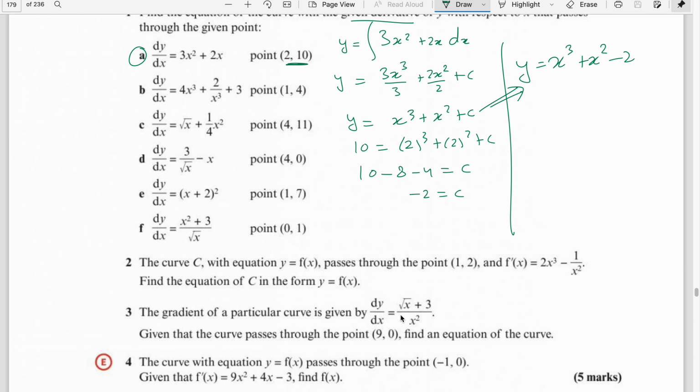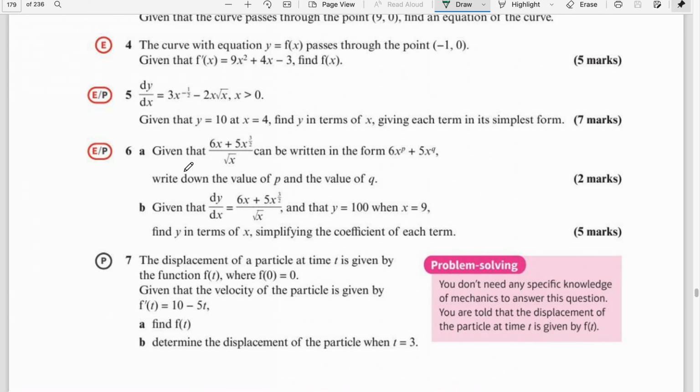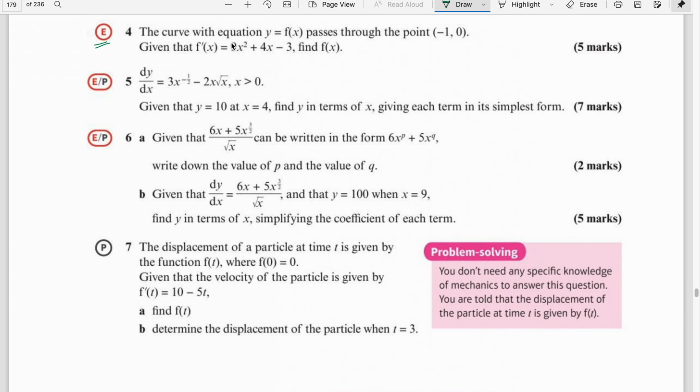So all are similar, just practice exercise. Look at question number 4. The equation of the curve y is equal to f of x passes through point -1, 0, given that f dash x is this. So f of x is the integral of that, which is 9x cube over 3 plus 4x square over 2 minus 3x plus c. Copying and simplifying, f of x is equal to 9 by 3 is 3x cube plus 2x square minus 3x plus c. In order to find c, x is -1 and y is 0.